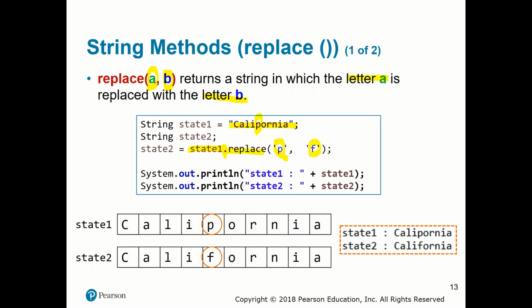After this, the new string California F will be created, and then the new string will be assigned to state2. So state1 is still like this, and state2 has F here. When you print out, we can see this result.